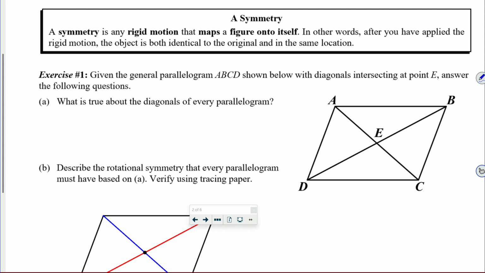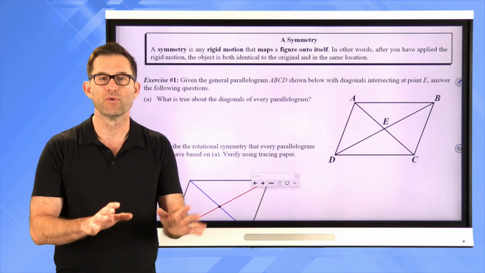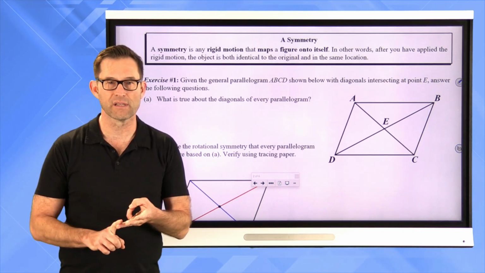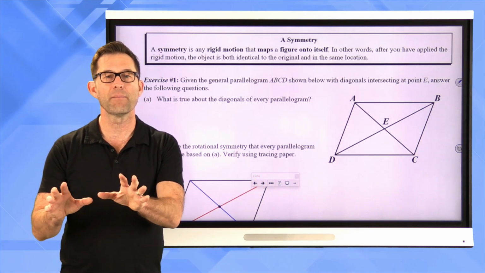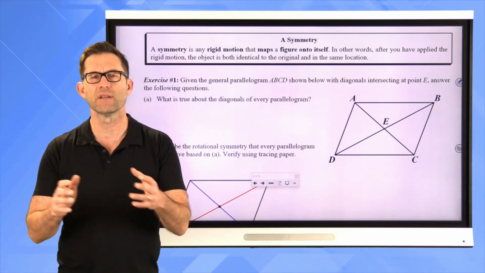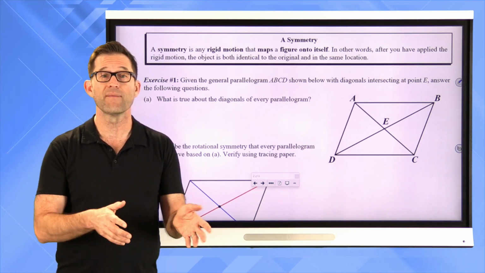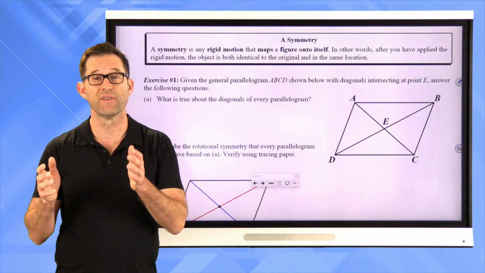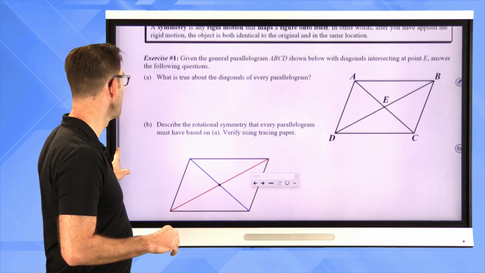In other words, after you have applied the rigid motion, the object is both identical to the original and in the same location. All right, so again, you've got these rigid motions, which are reflections, rotations, and translations. And whenever you do any one of those to a geometric figure, the figure that you end up having is identical to the original, but it could be in a different orientation, a different location, etc. A symmetry is one of those three that then literally, when you look at the final picture, looks identical to the original picture. So let's begin by taking a look at symmetries of parallelograms.